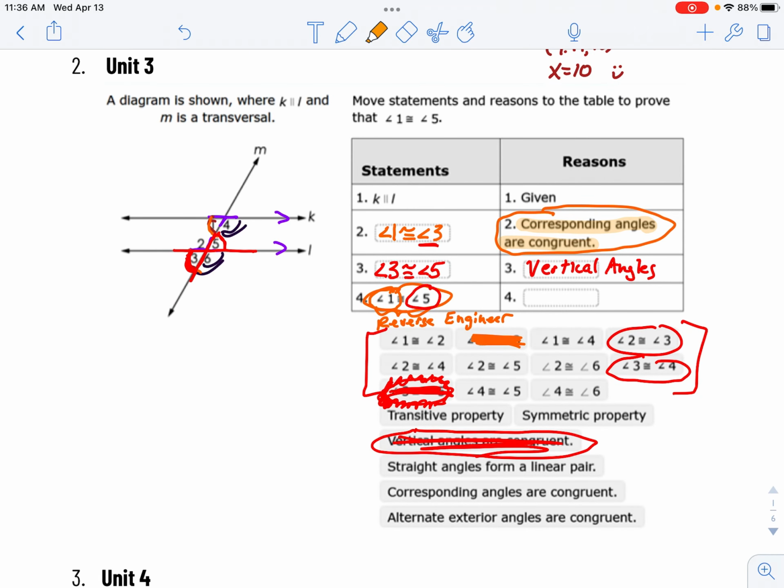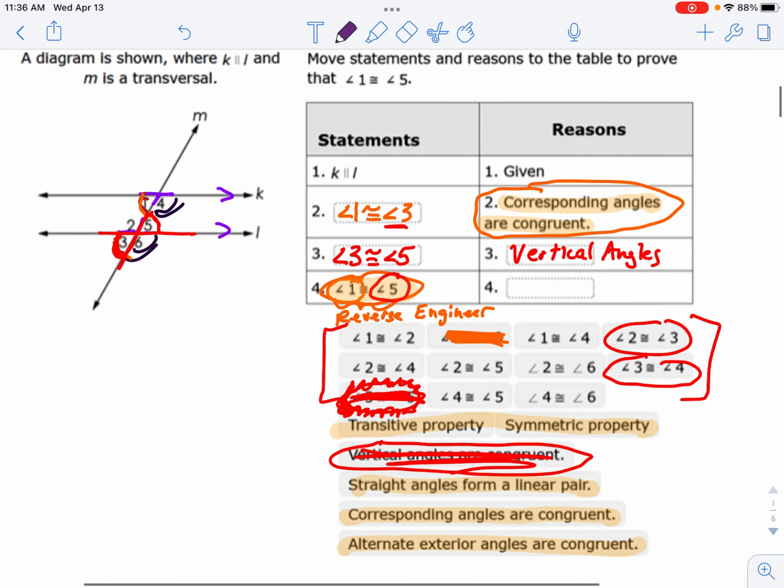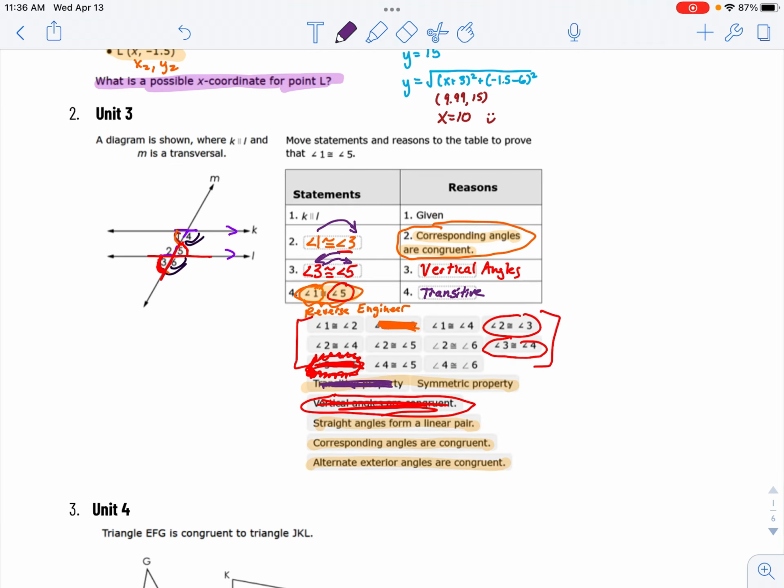And then really my last one's just going to be, well, how do I know angle 1 is congruent to angle 5? So it's going to be one of these reasons down here. Is it transitive property, symmetric property, so on and so forth? Well, at this point in time, we really just got to know that since angle 1 is congruent to angle 3 is congruent to angle 5, that angle 1 is congruent to angle 5 by the transitive property. Just stuff we got to know. And that's it, that easy. So basically all you have to do is identify corresponding angles, vertical angles, and remember the transitive property.